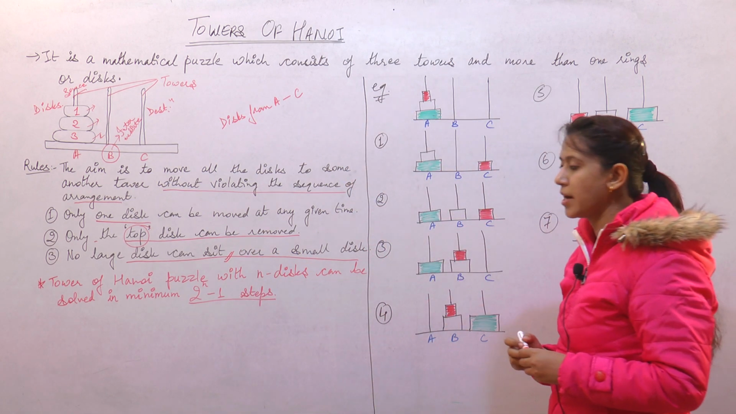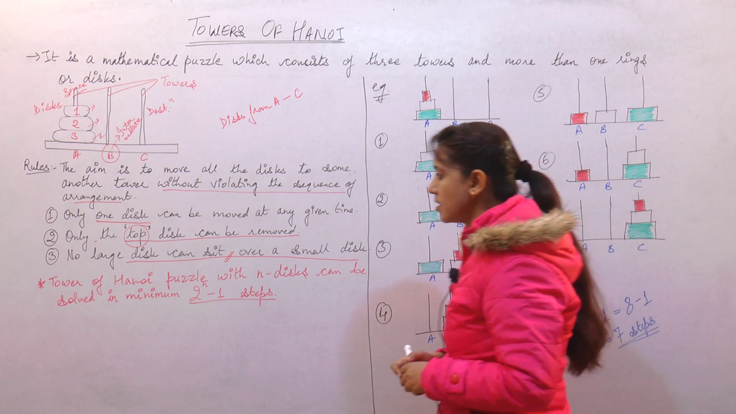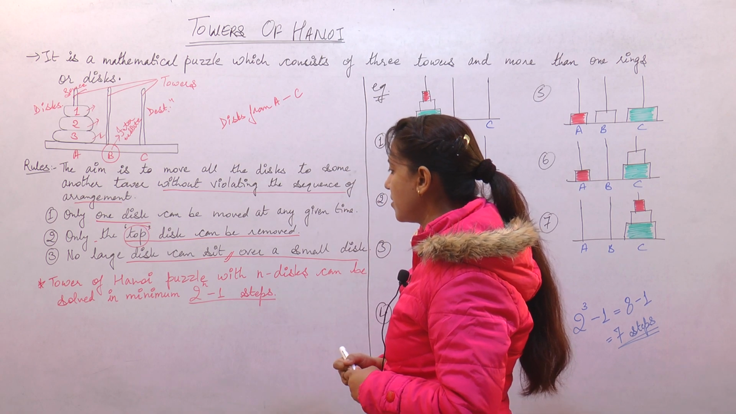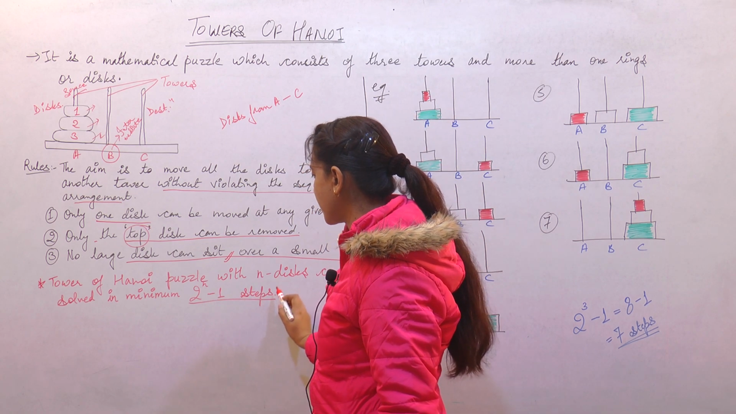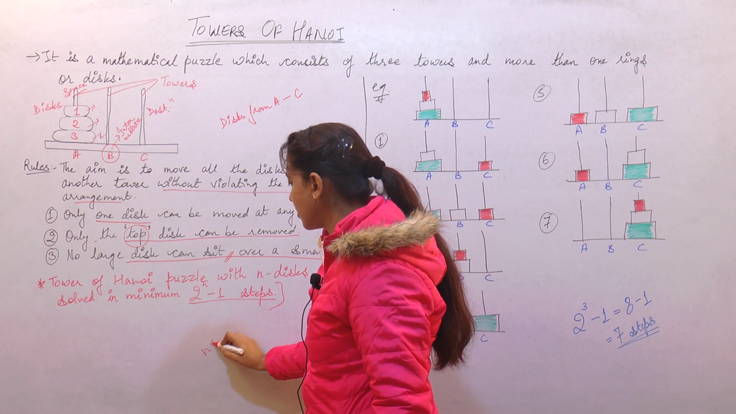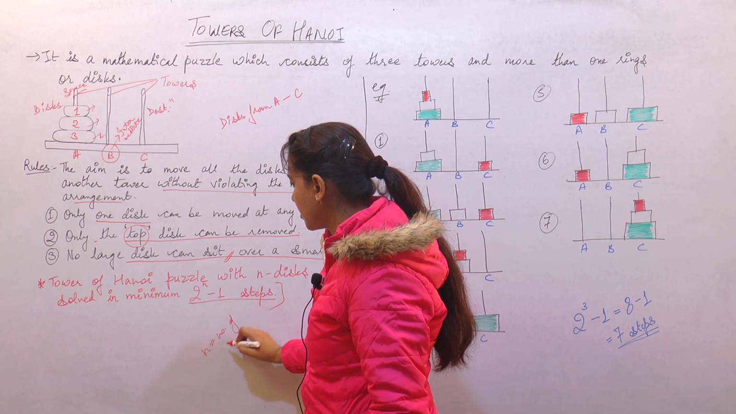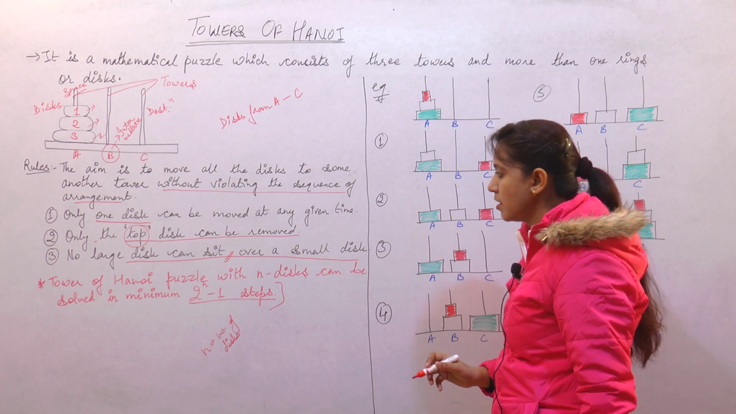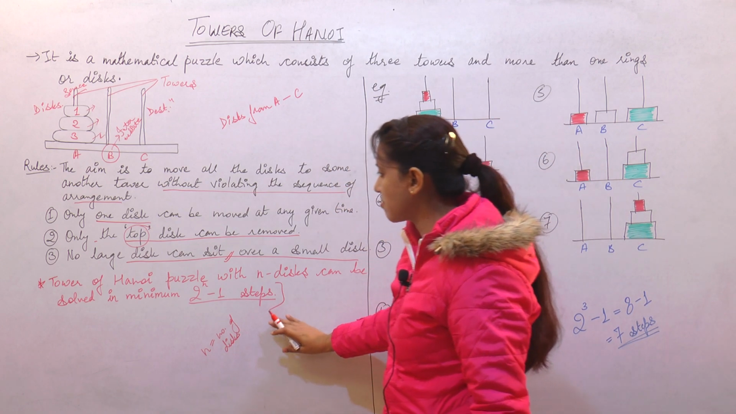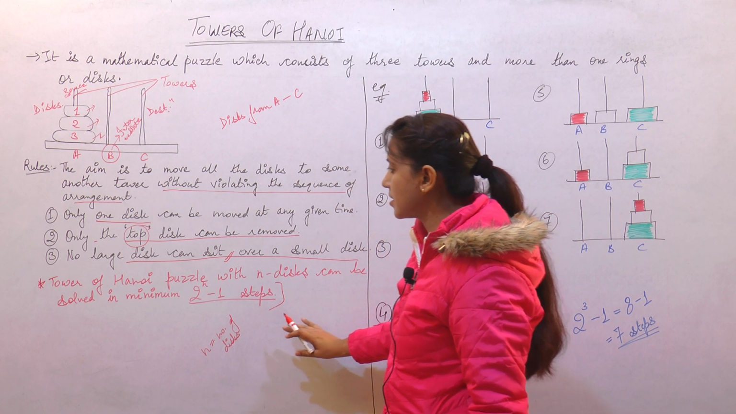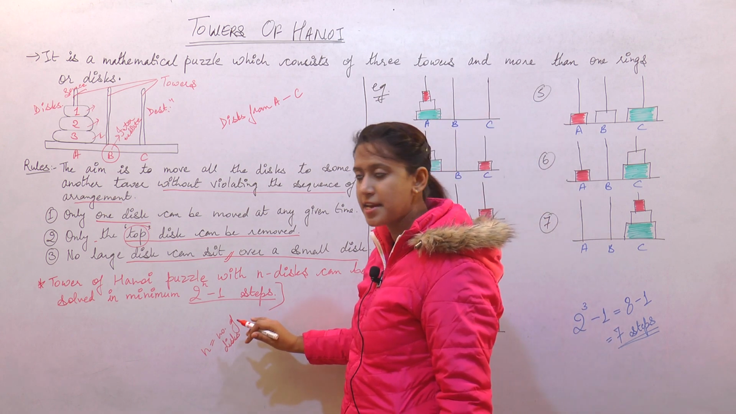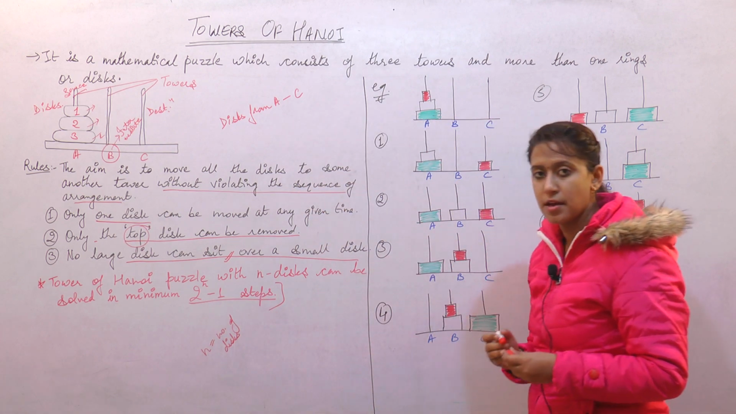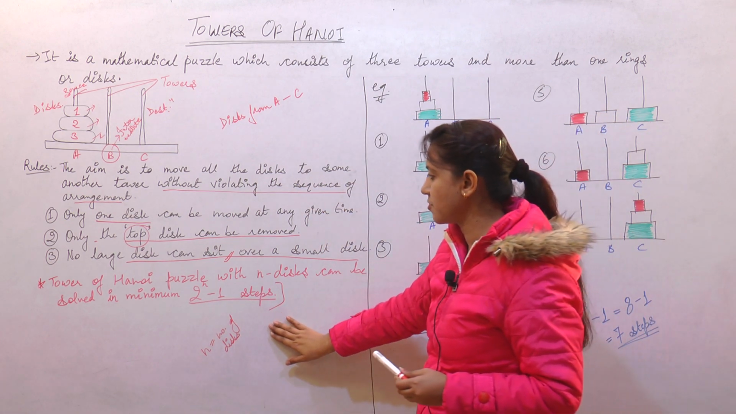Now the important point that we should always remember is the Tower of Hanoi puzzle can be solved in minimum 2 raised to power n minus 1 steps. Here n denotes the number of disks that we are having to solve. So always keep this formula in mind, that Tower of Hanoi puzzle with n number of disks can be solved in minimum 2 raised to power n minus 1 steps. We will implement this formula.